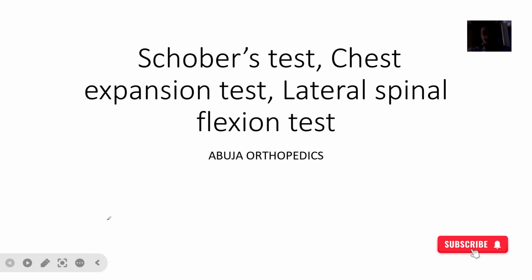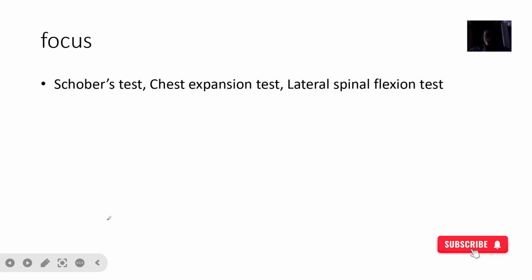Now we'll quickly try to combine about 3 tests and look at this test. Of course, they are usually done from the chest down to the waist. So we'll look at how these tests are done, and we'll look at reasons why you might actually need to do this test. So we're looking at the Schober's test, the chest expansion test, and the lateral spinal flexion test.